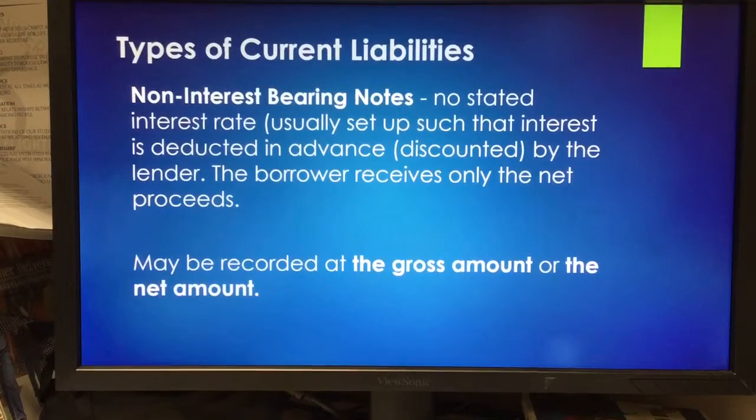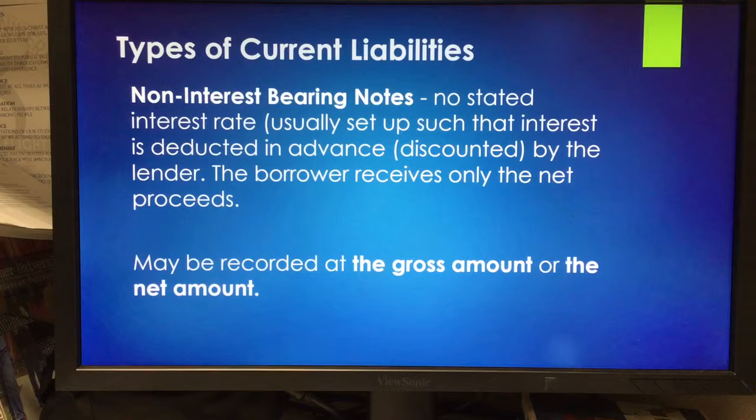We continue in our discussion of current liabilities by addressing the matter of what are called non-interest-bearing notes. There's no such thing as a loan that doesn't involve interest in some way, but some in this case don't have a stated or explicit interest rate. They're usually set up such that interest is deducted in advance through a process called discounting by the lender. The borrower receives only the net proceeds.